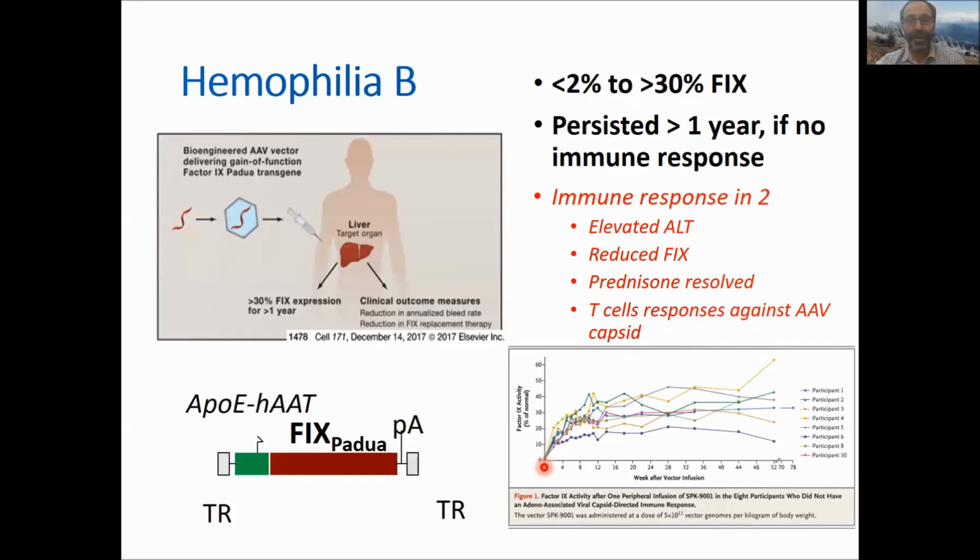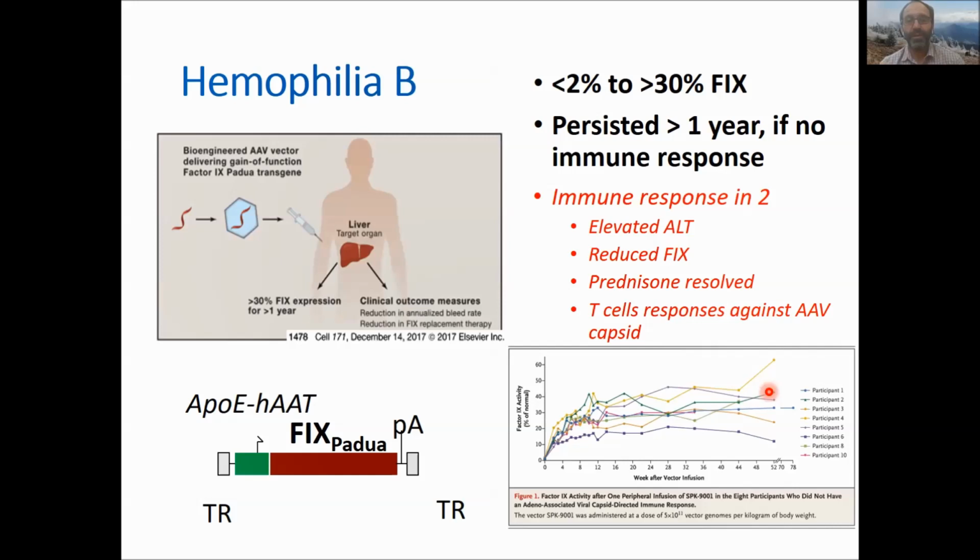You can see in this graph how the individual lines over the weeks following the vector administration show increased factor 9 for everyone shown here. All but 2 are shown. A couple of them had reduced factor 9. This was related to immune responses.